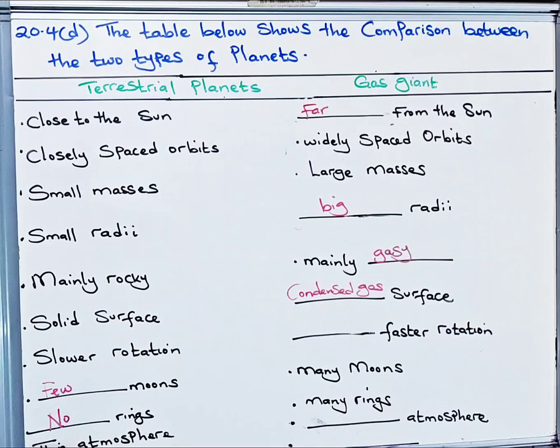Here we have thin atmosphere, while this side will have thick atmosphere. Terrestrial planets are warm, the reason being that they are close to the sun, while these ones are cold. Those are the differences between the two categories.